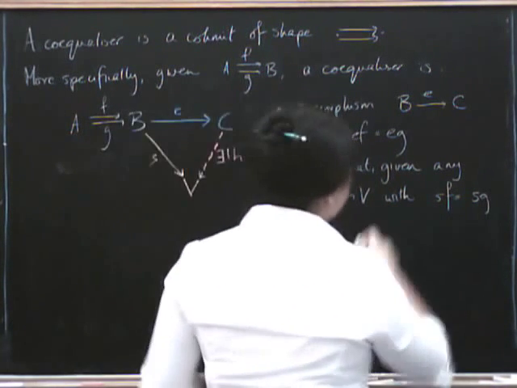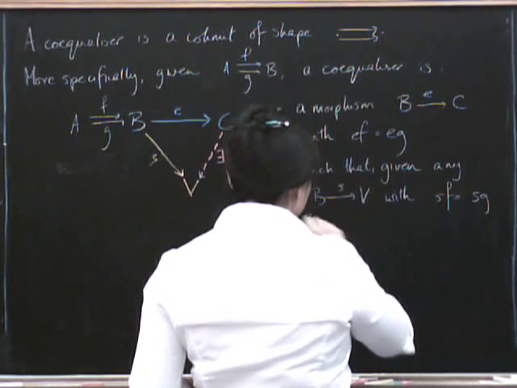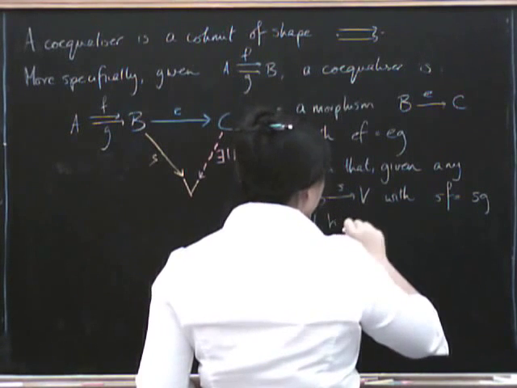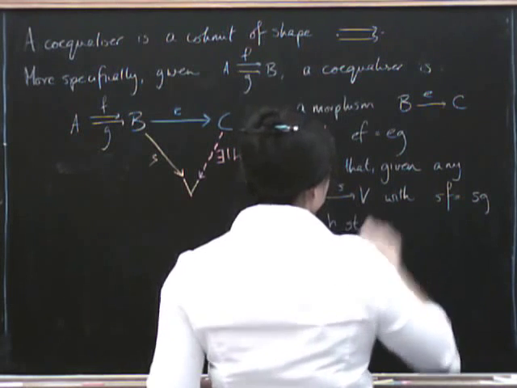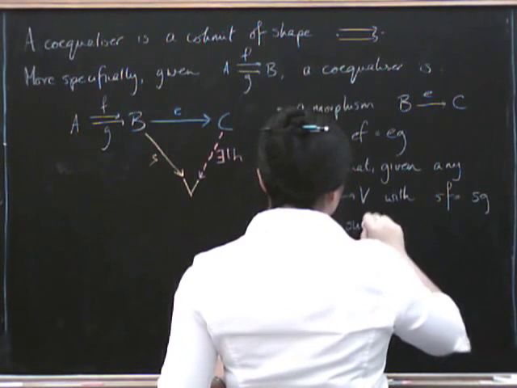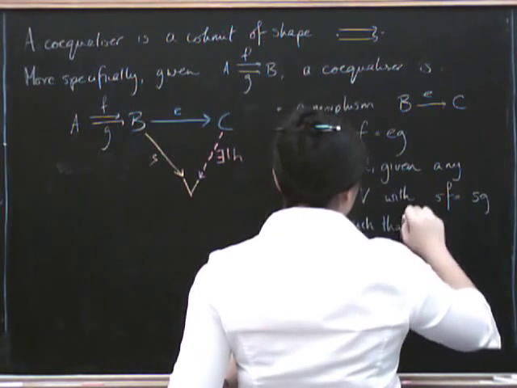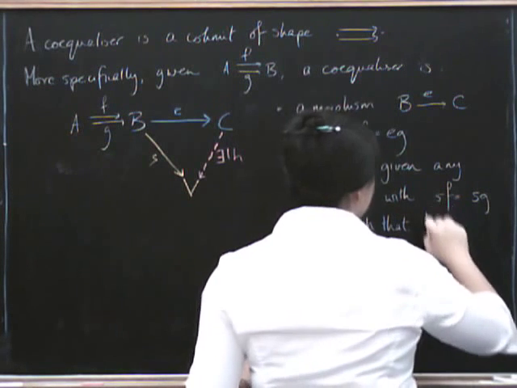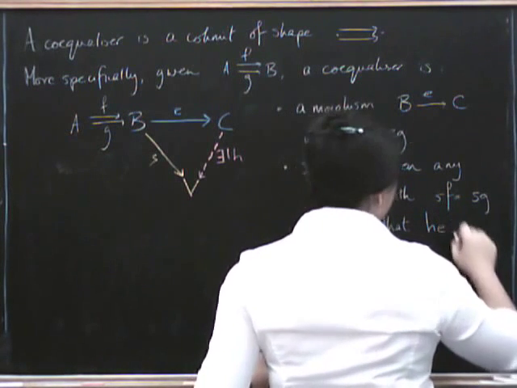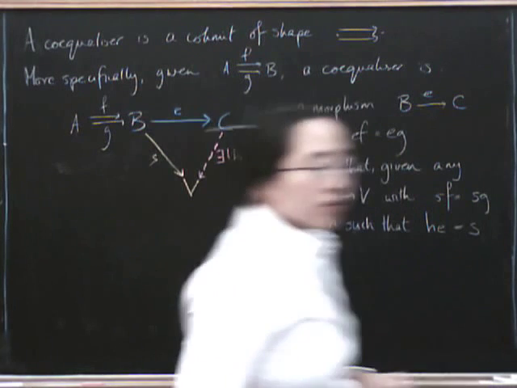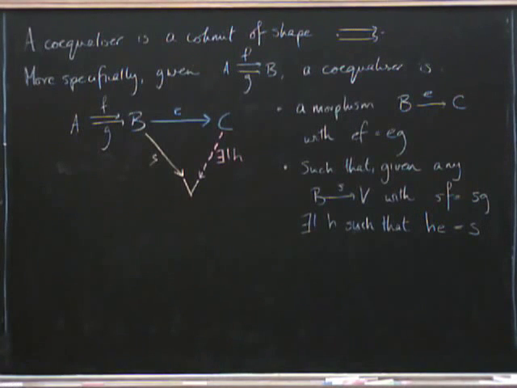So let's write it out. Given any one of these, there exists a unique morphism H such that H composed with E equals S. Okay, that is the definition of coequalizer.